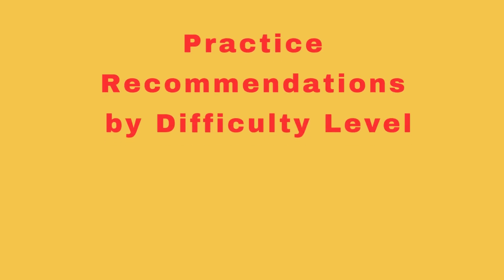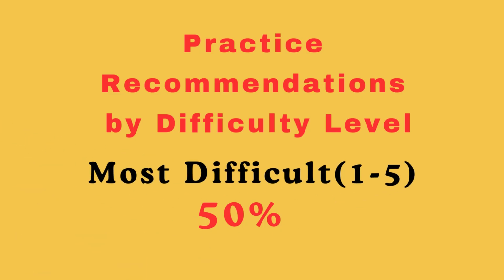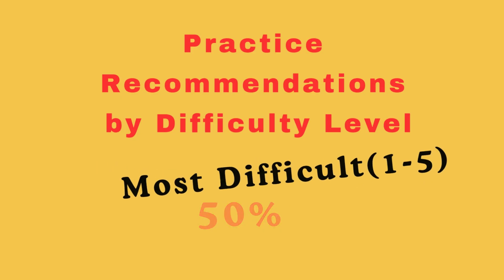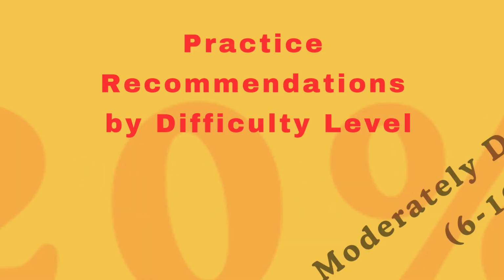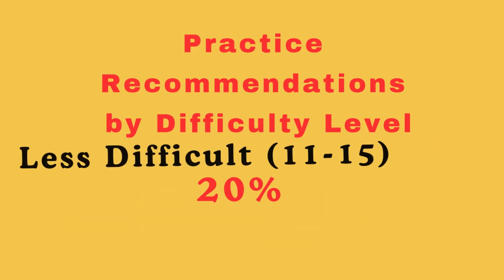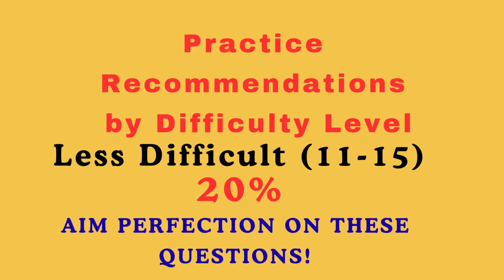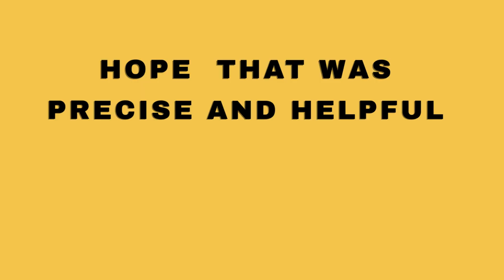So I got some practice recommendations by difficulty level. Let's spend 50% of our time on the most difficult questions, which are questions 1 to 5 in our list. And then 30% of our time on moderately difficult questions and 20% of the time on less difficult questions. However, we should try perfection on the easiest question types so that we get almost all the answers correct all the time. Hope the explanation was helpful and wasn't very long.